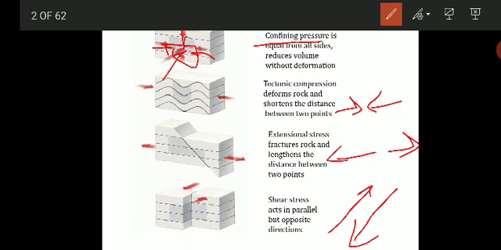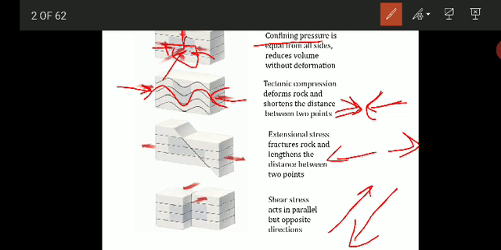The first one is the compressive stress, that is this type. So what is that compressive stress? That is common in convergent plate boundaries. Wherever there are convergent plate boundaries, the tectonic compression deforms rock and shortens the distance between two points. You can see in the image the stress is acting towards each other, right? When the two plates converge, the rock starts crumpling. Just imagine a head-on collision of two cars: what will happen? It crumples, right, on collision. The same happens here also. It shortens the distance between the two points. That happens in the case of compressive stress.